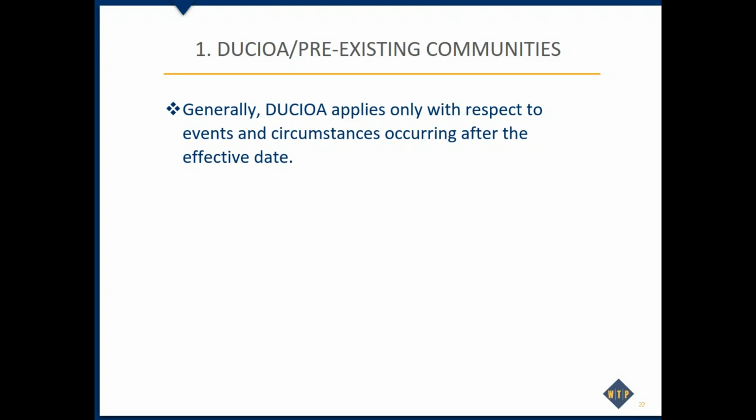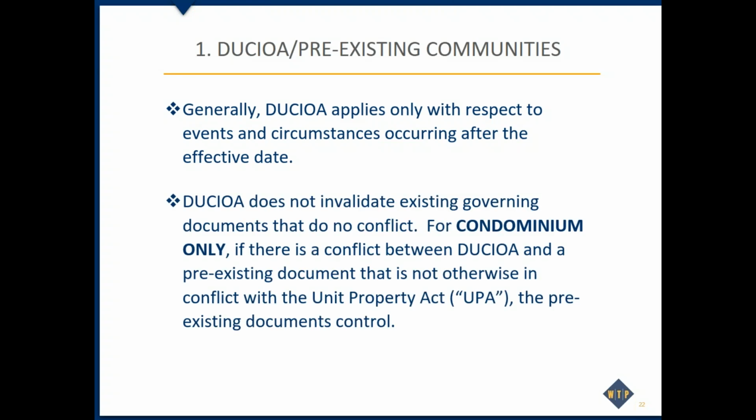Generally, the new statute applies only with respect to events and circumstances after the effective date. The new statute was adopted in September of 2019. So if something transpired in 2018, you can't point to the new statute. That kind of makes sense. So it's only things that happened after that date. What happens, though, when there's a conflict?